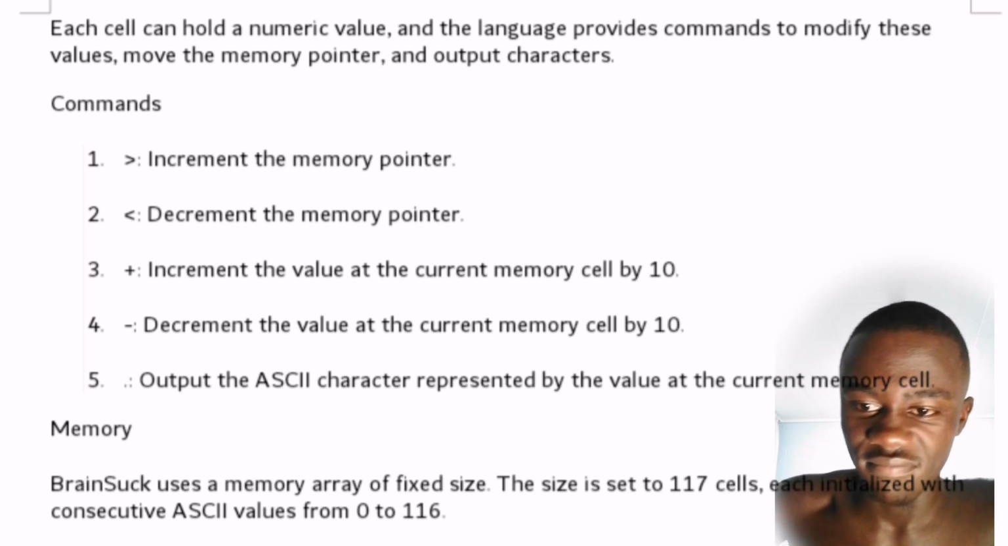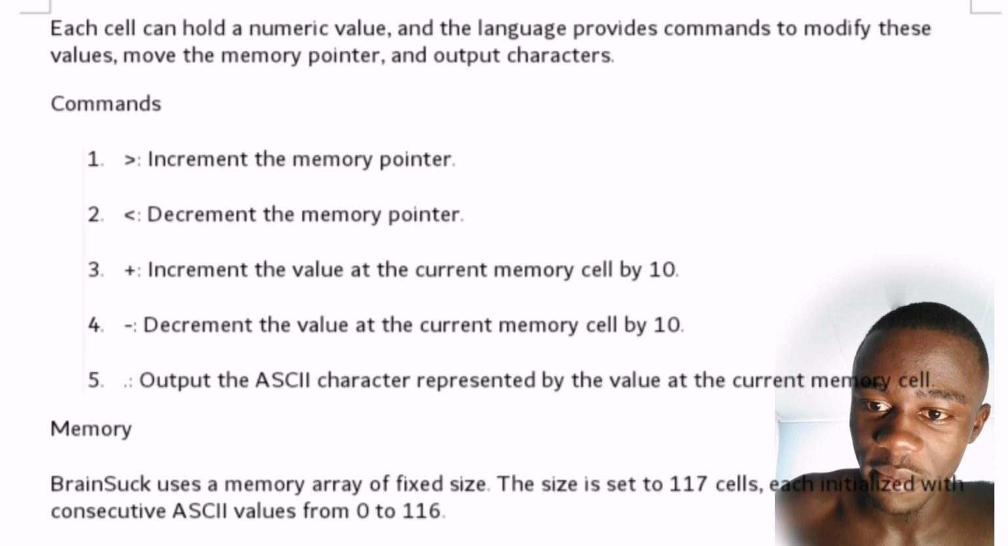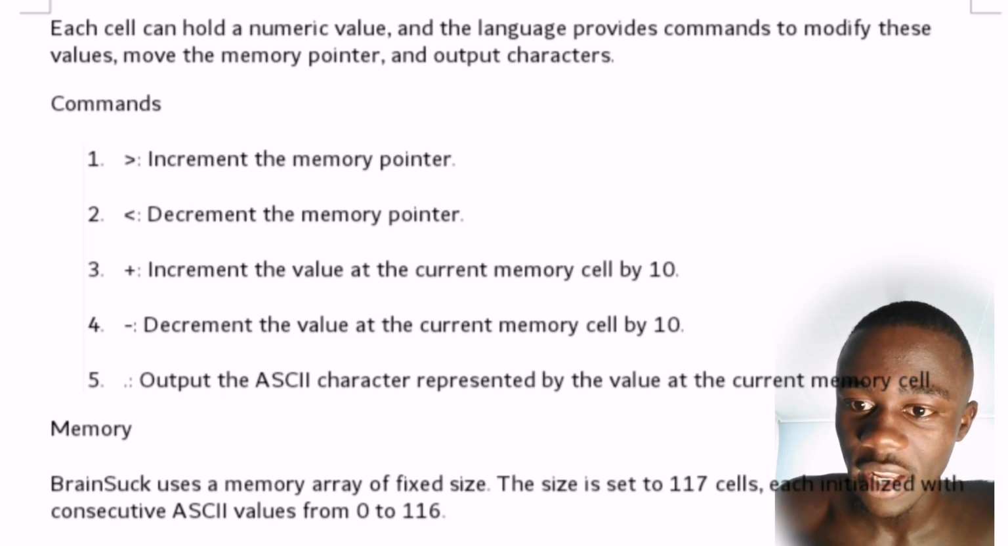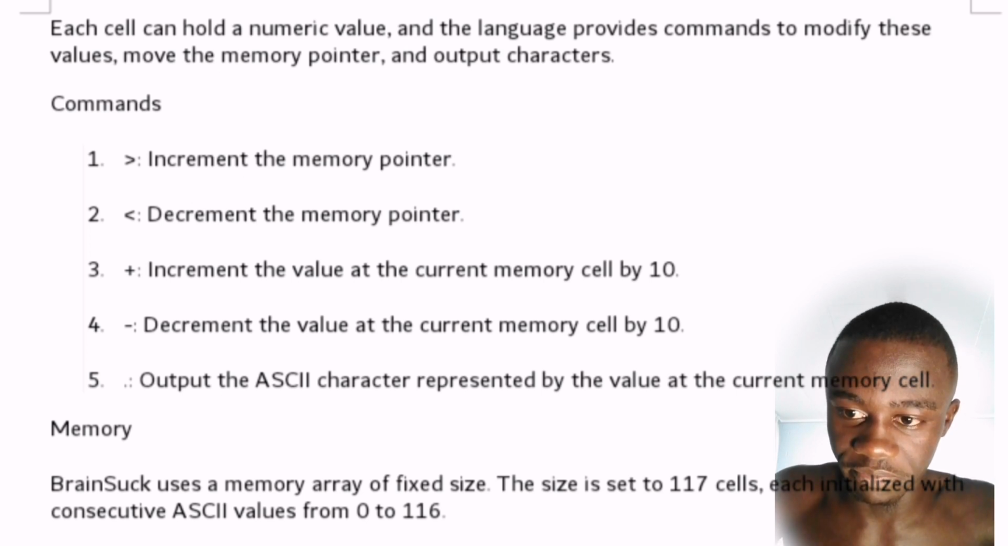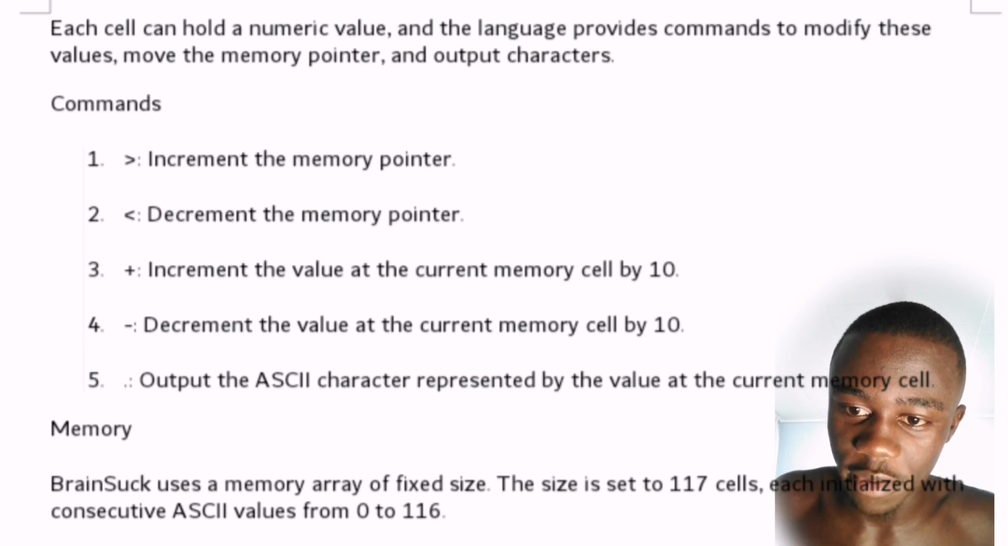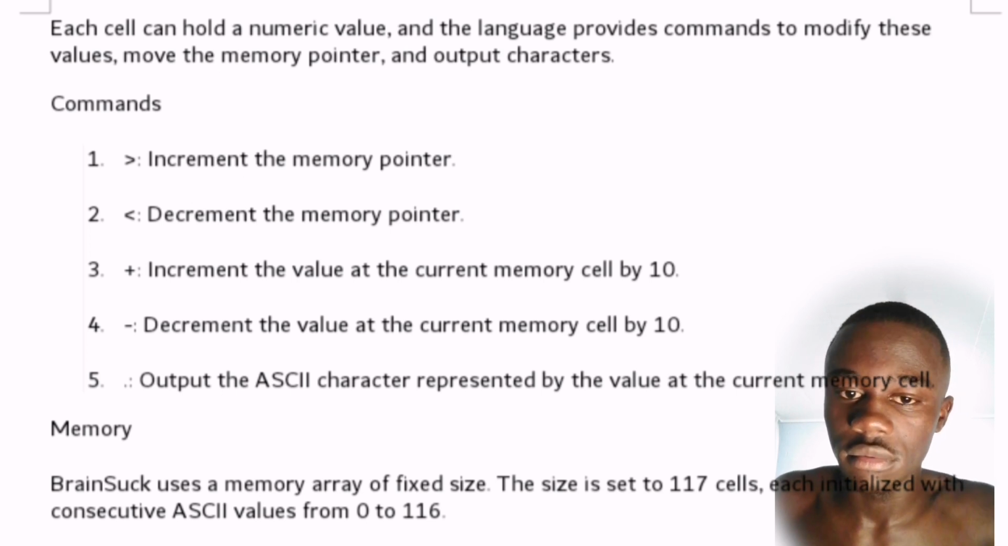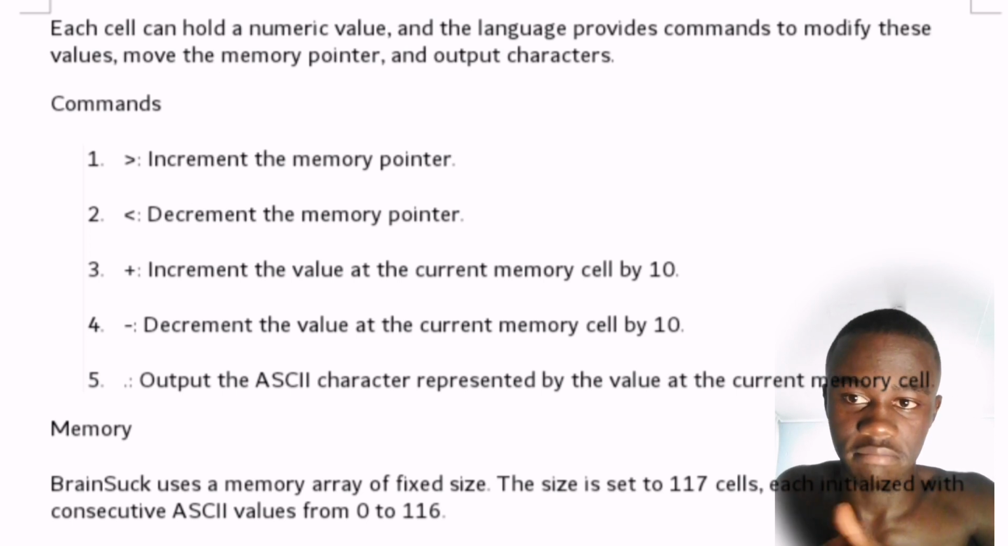One command is to increment the memory pointer, and this is to decrement. Plus is to increment the value of the current memory cell by 10, and minus is to decrement the current memory cell by 10, and then a dot is to output. I don't know what is going on here, but it was supposed to be a dot. So yeah, that was it. That was something that I created.